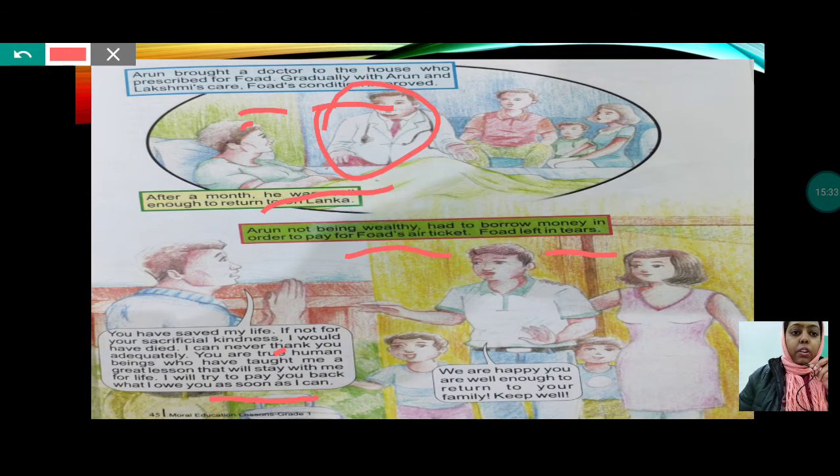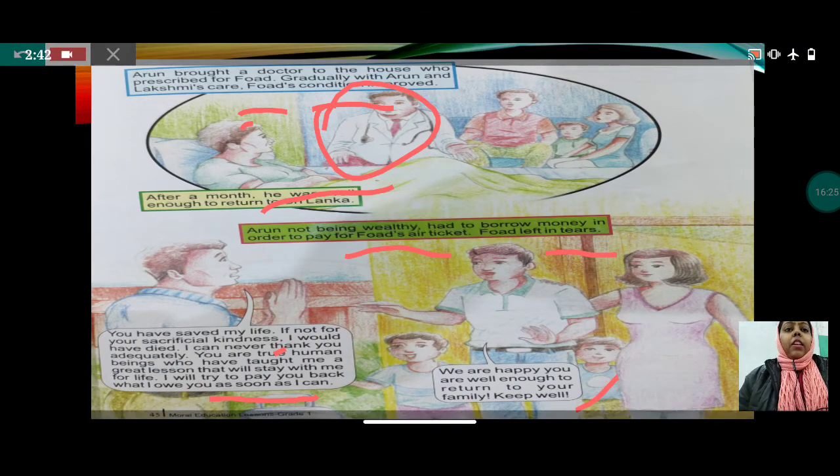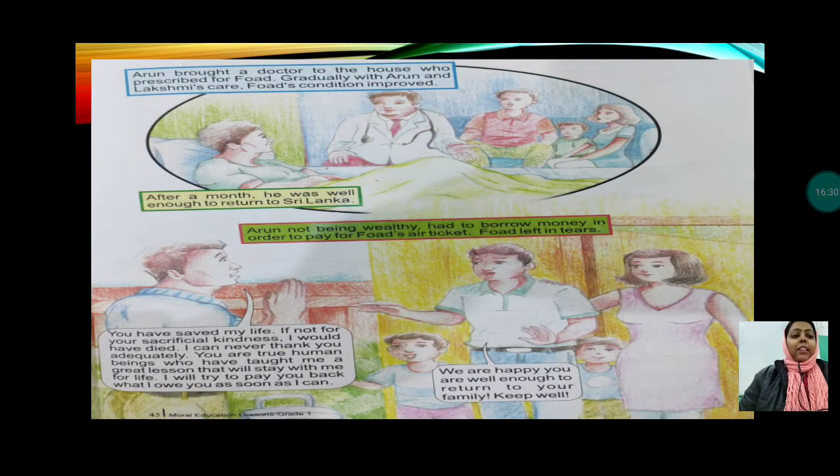So this Ford started thanking Arun for saving his life, for sacrificing all the things. Even though Arun was not rich, he gave him money to go back home. So he said that he would never forget all these things. I will always remember this, and one day I will pay you back. To owe you back means to have a responsibility to pay or give back something that you have received from someone else. So he said, I'll return all your money which you have borrowed for me. Then Arun said, we are happy you are well enough to return to your family. Keep well. Arun wished Ford well, and he prayed that he may return to his home soon and remain well.